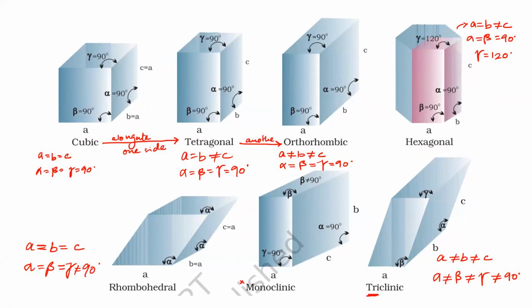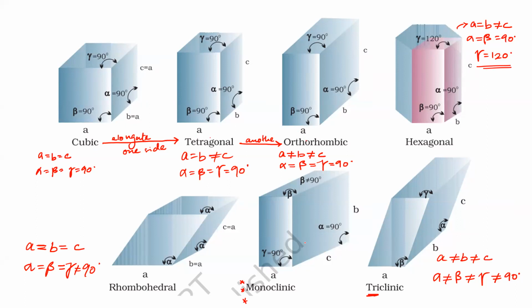Now, you just need to remember monoclinic. Okay, I hope all of you can remember. You can remember tetragonal and orthorhombic from cubic structure. You have to elongate. Hexagonal, you already remember from hexagonal close packing. Triclinic, you don't have to remember, everything is different. A is not equal to B, is not equal to C, alpha is not equal to beta, is not equal to gamma, is not equal to 90 degree.